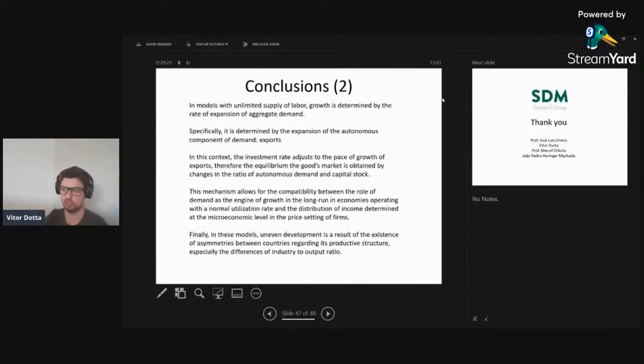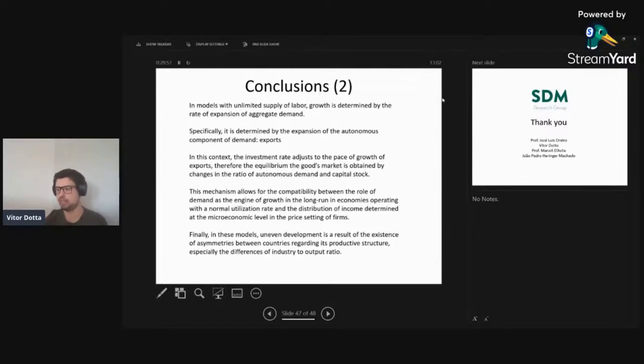In the models with unlimited labor supply, growth rate is also determined by the rate of expansion of aggregate demand. Specifically, in these models, it is determined by the expansion of the autonomous component of demand, of which the only one truly independent, truly autonomous, is exports. In this context, the investment rate adjusts to the pace of growth of exports. Therefore, the equilibrium in the goods market is obtained by changes in the ratio of autonomous demand to capital stock.